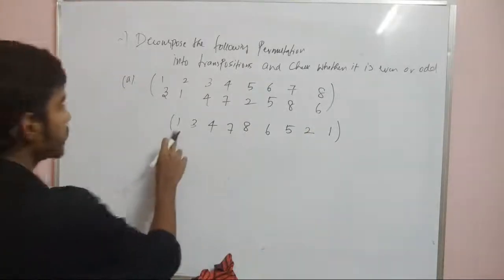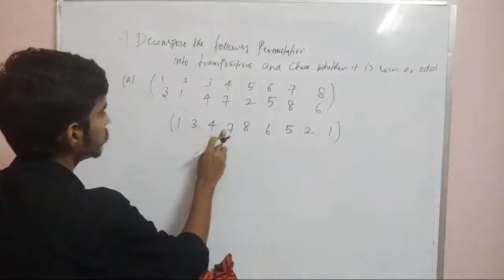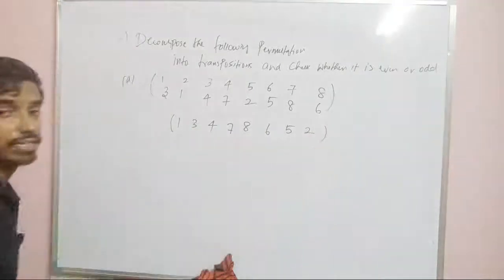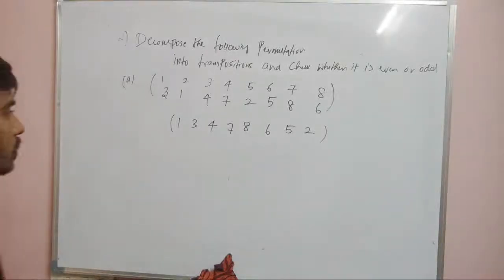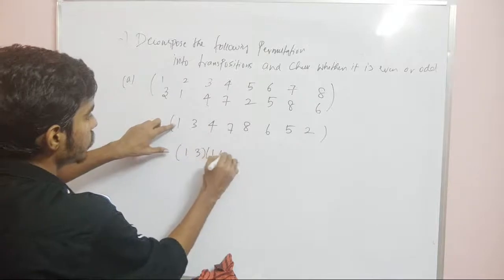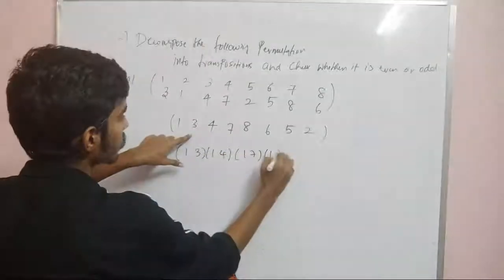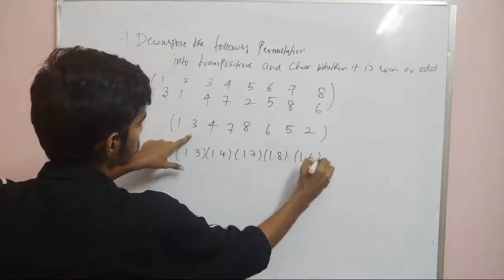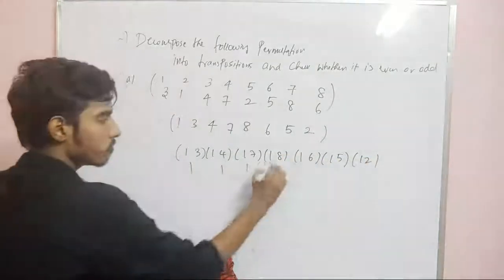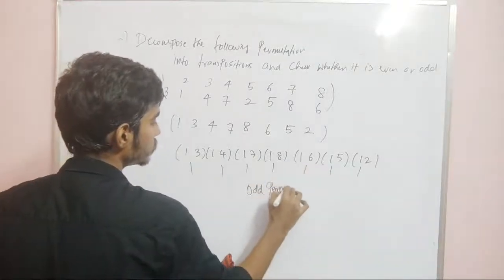So already we have 8 elements, sorry, we don't need to write 1. This is the disjoint cycle. So we have only one cycle. Now you write this as transpositions. So you know how to write transpositions, right? (1 3)(1 4)(1 7)(1 8)(1 6)(1 5)(1 2). So again it is an odd permutation.